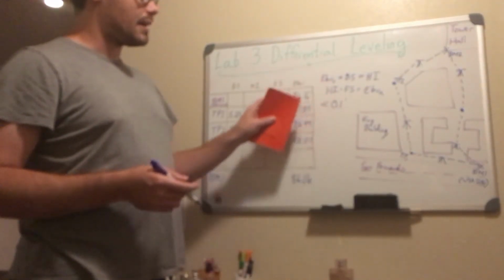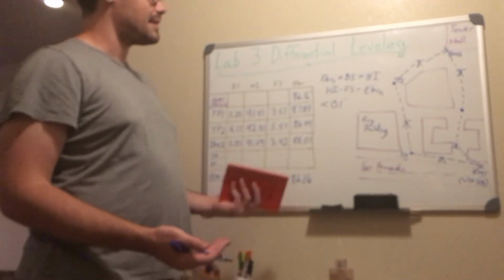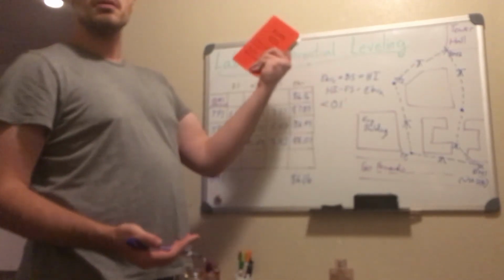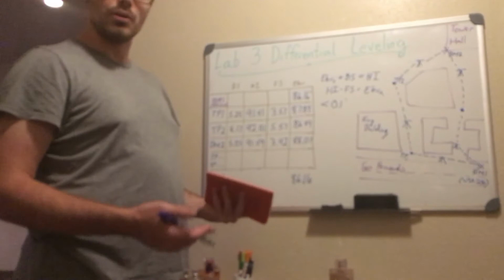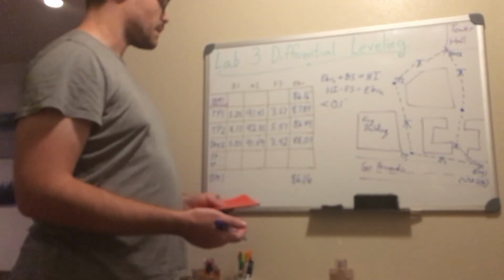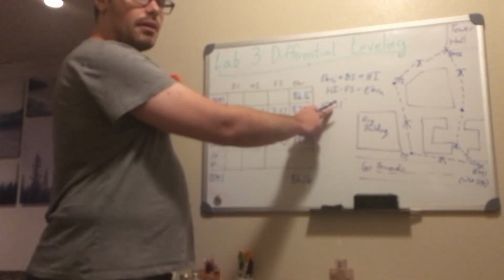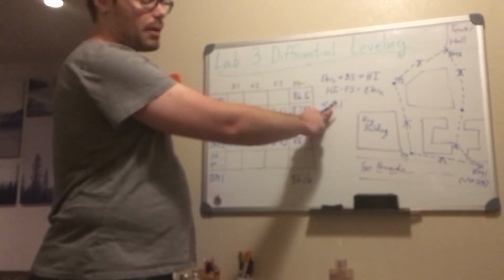Now, depending on what kind of things you're building or what your project is, that level of error could go up or it could go down. So it just depends on what's being built. But typically this needs to be relatively close compared to what you're building.